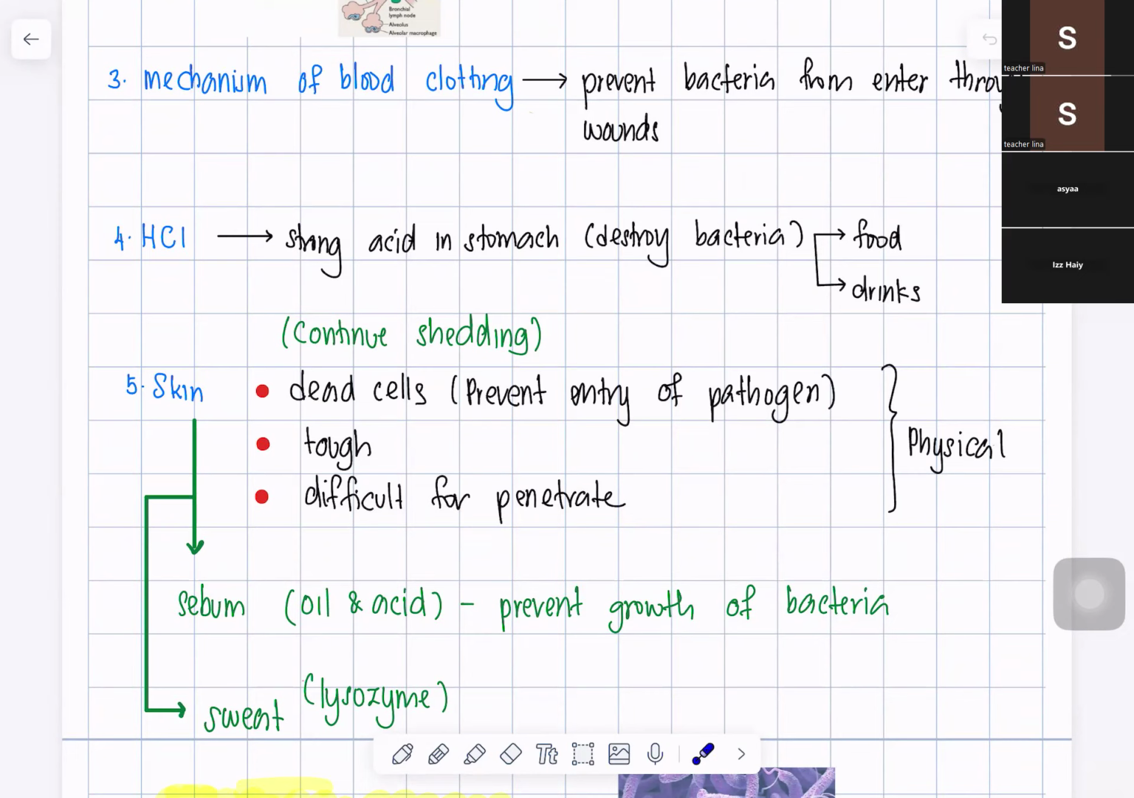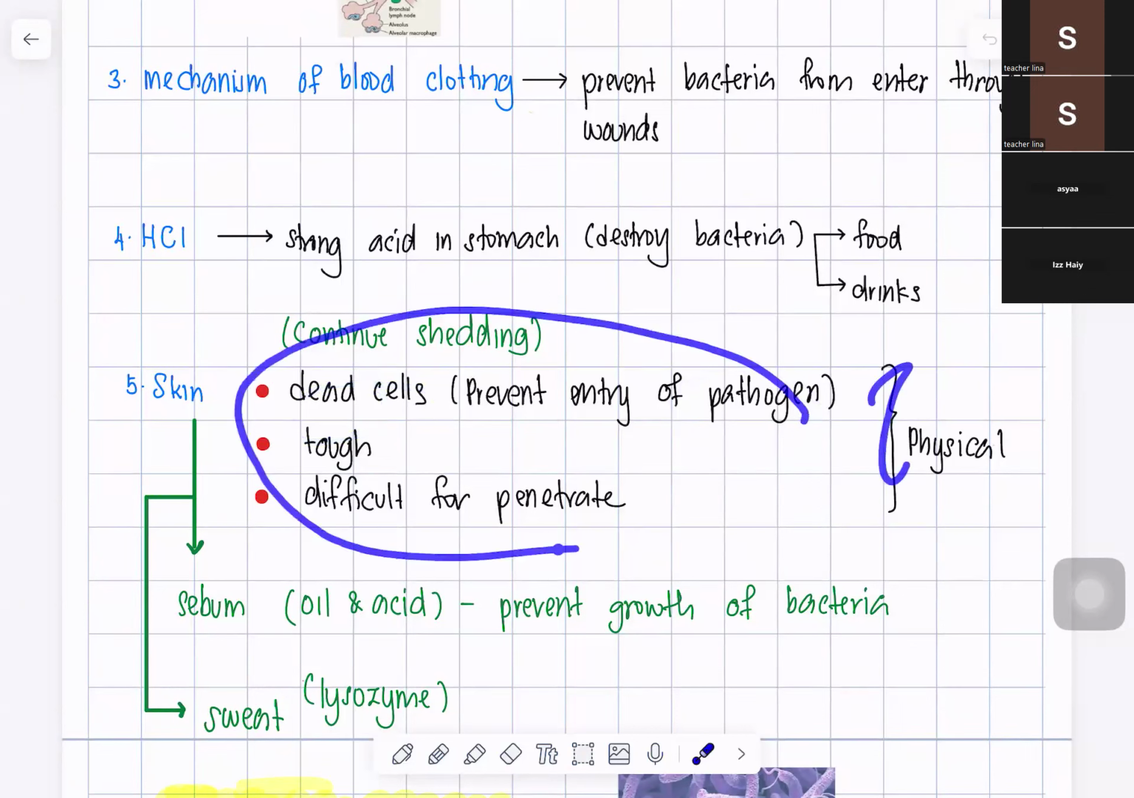Right. And then the skin. Skin is made of dead cells. Your skin is dead cells. It will prevent the entry of pathogens. It's very tough and difficult to penetrate. But these cells continue shedding. This one we call physical. Okay, physical.